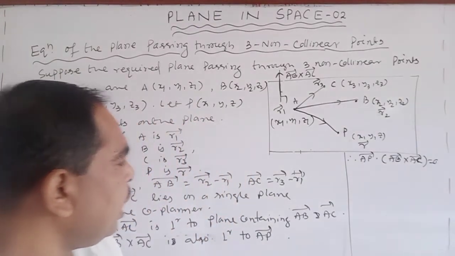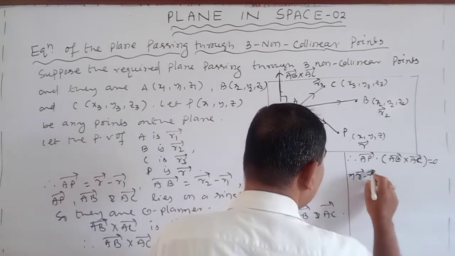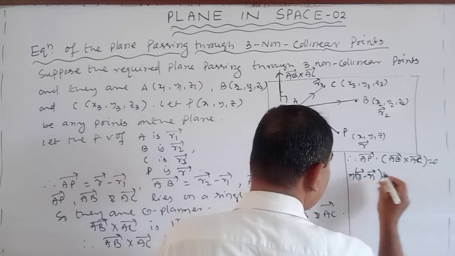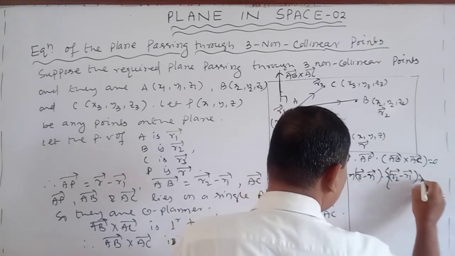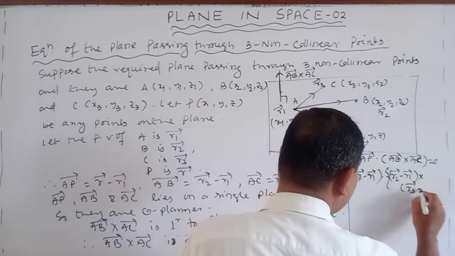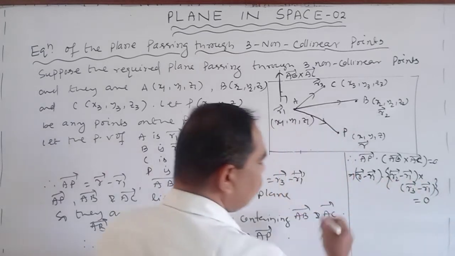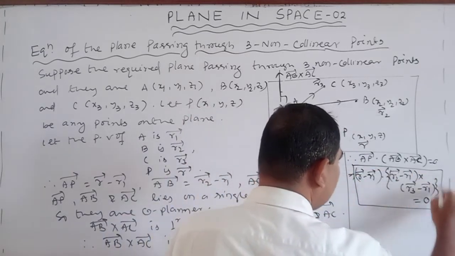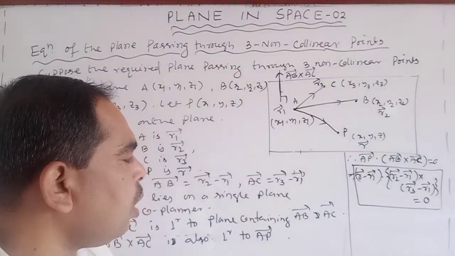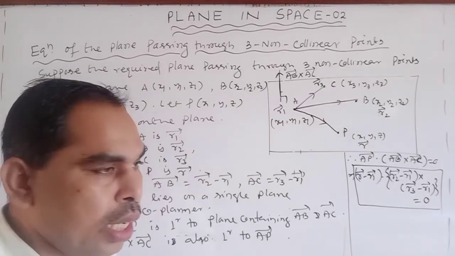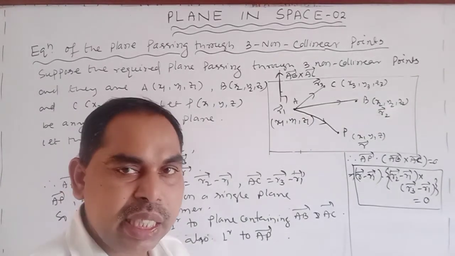Okay. So what is the AP vector? AP vector means R vector minus R1 vector dot R2 vector minus R1 vector cross R3 vector minus R1 vector is equal to what? 0. This is the equation of the plane in vectorial form, passing through three non-collinear points whose position vectors are given.